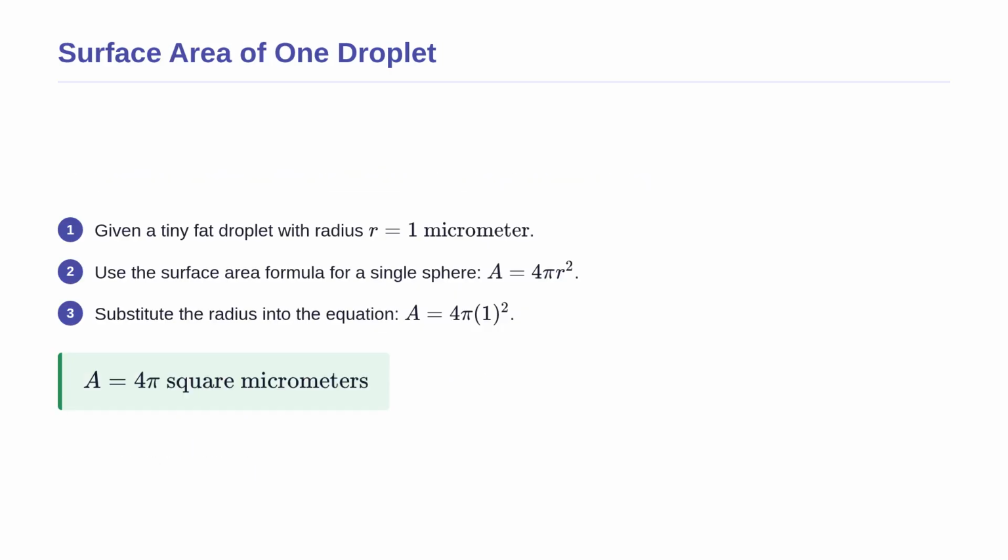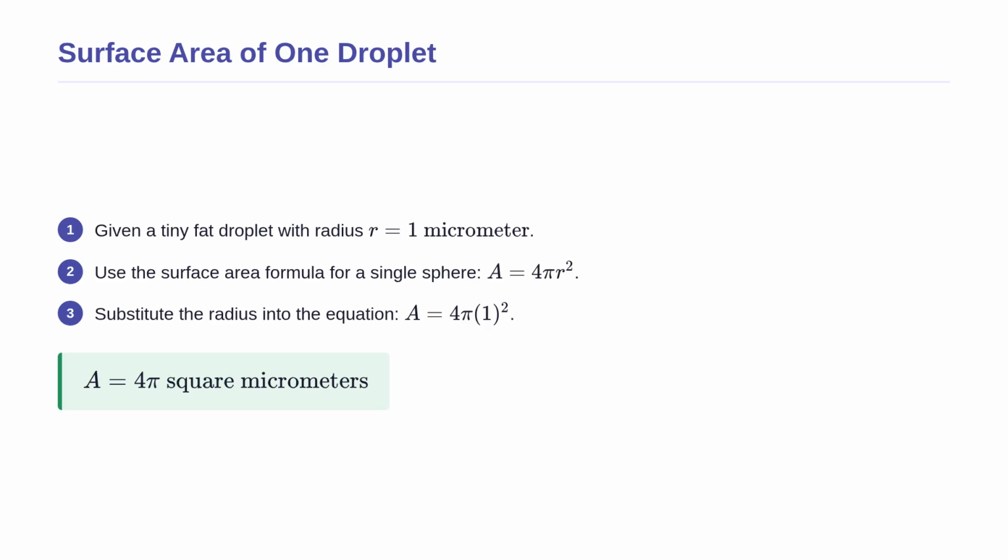Before we calculate the total area, let us see this formula in action for just a single droplet. We are given a tiny fat droplet with a radius of 1 micrometer, which is the size created by bile salts. We want to find its individual surface area.